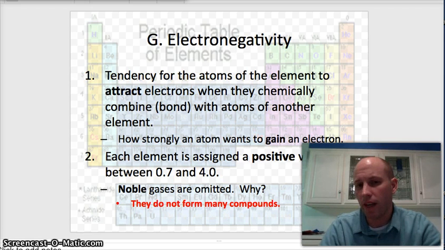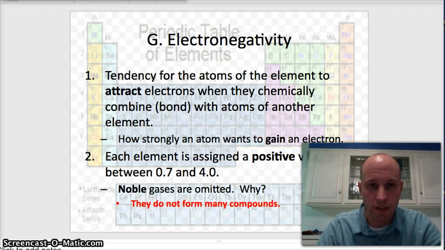So over the next few days, we're going to be looking at a lot of trends and trying to figure out exactly how this periodic table is organized and how we can use it to our advantage.